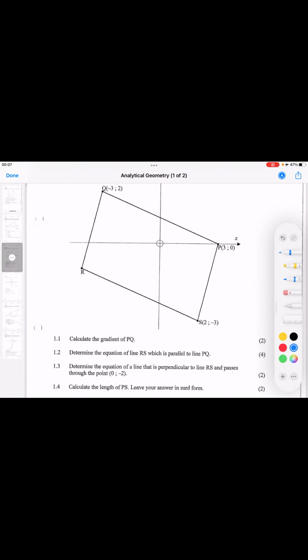And that line is perpendicular to RS. So this is line RS from R to S. Now they're talking about a line which is perpendicular, obviously forming 90 degrees. But most importantly, that line is passing through 0 and -2. So by estimation, I can say 0 and -2 is somewhere at that point where x is 0 and y is on the negative side, and it's -2.